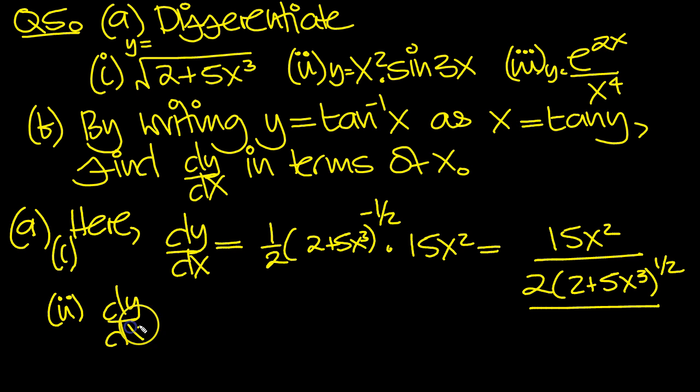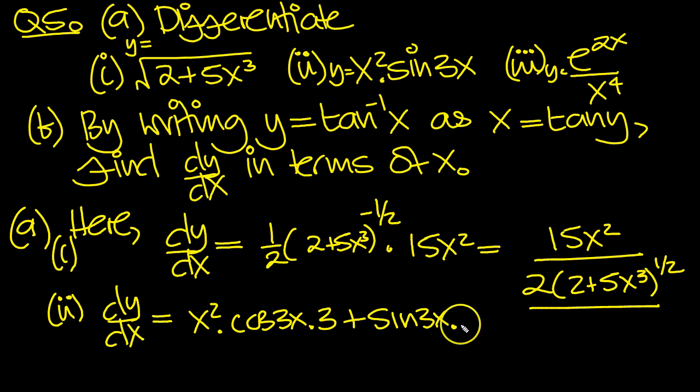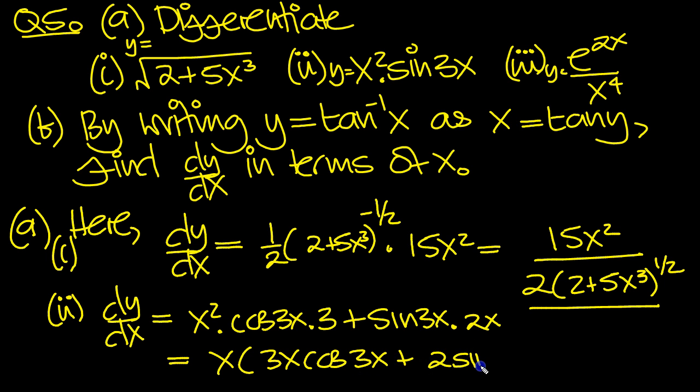Part 2, dy/dx. So it's a product, so we use the product rule. u dv/dx: sine of something goes to cos of something, multiplied by the something differentiated, which is 3, plus v, sine 3x, times du/dx, which is 2x. So this is equal to, there's an x common here, so we can take that outside the bracket, x(3x cos 3x plus 2 sine 3x). So x squared makes 3x squared cos 3x, and the 2x sine 3x is fine as well. So that's part 2.